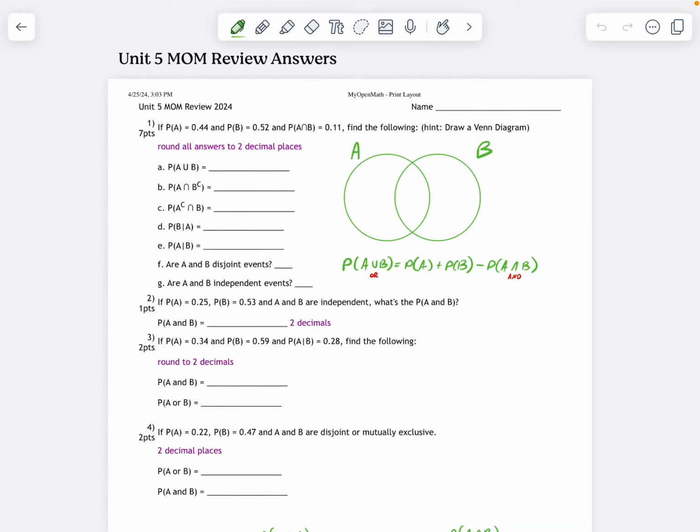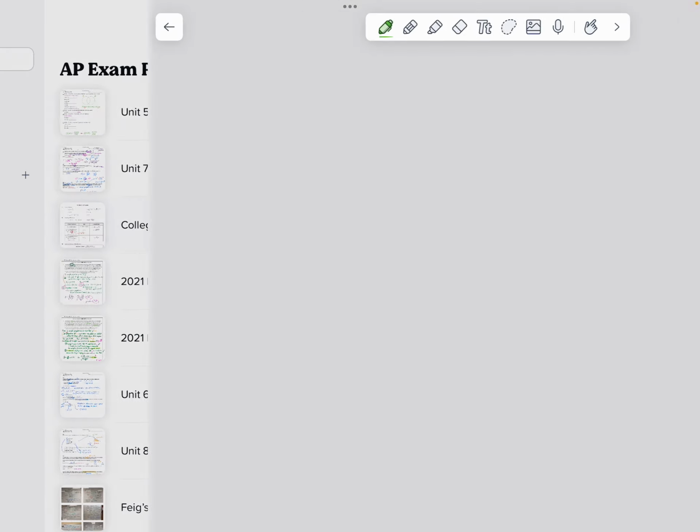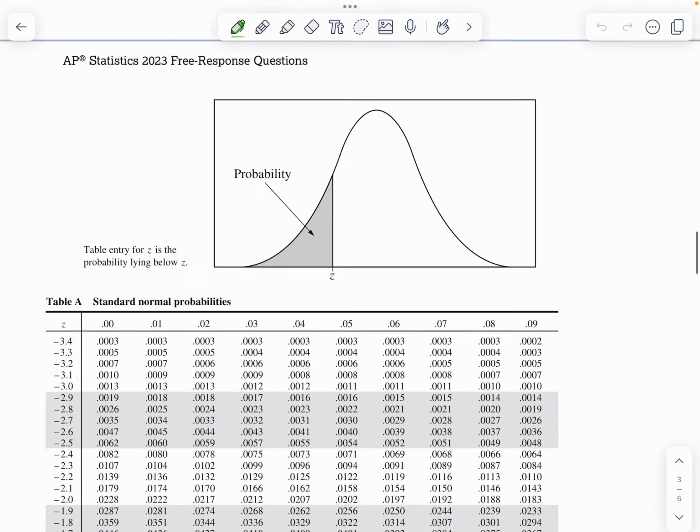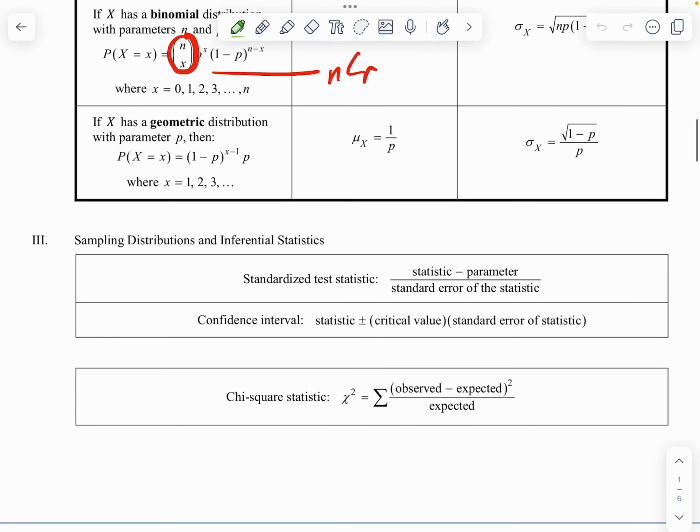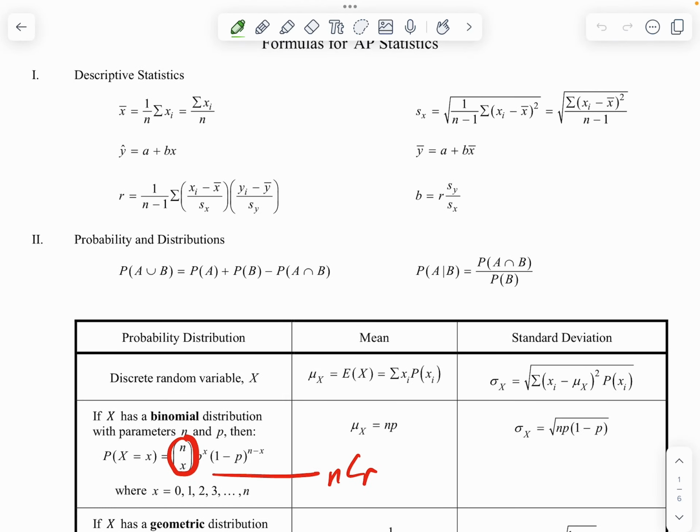Here we are, Chapter 5, Unit 5, review. Probability, folks. All the P of A's, B's given A's, C's, A or B, A and B, independent, disjoint, mutually exclusive, all that jazz. Real quick, the only formulas you get in your packet are right here.